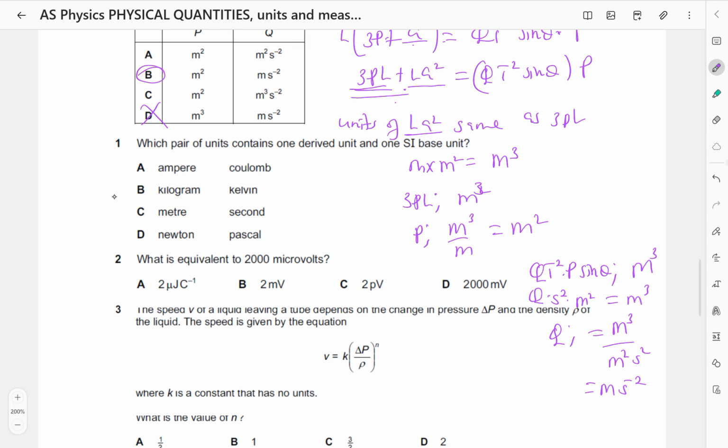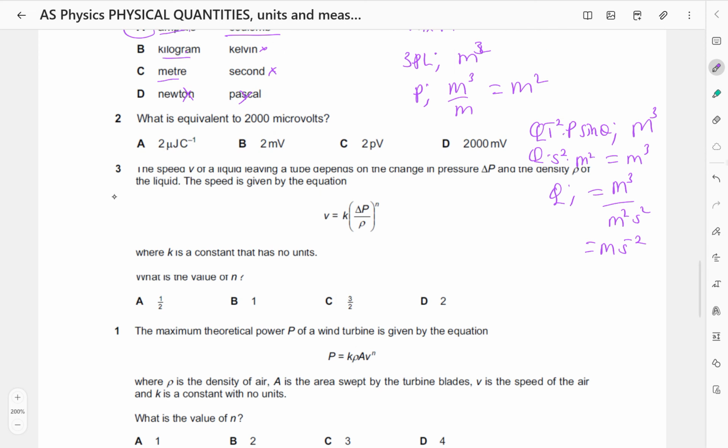Let's first identify SI base units. So this is SI, SI, SI. None of these is SI. Let's look at derived units now. All these ones are SI, so we need a derived unit. Kelvin is SI, seconds is SI, so the coulomb is the only derived unit there. So one derived unit and one SI base unit. So this makes the answer A. Which pair of units contains one derived, which is the coulomb, and one SI base unit, which is the ampere?